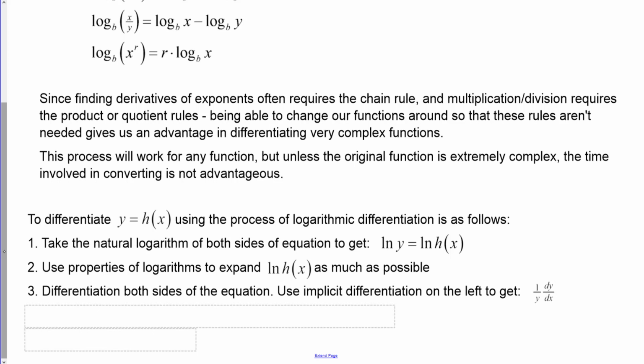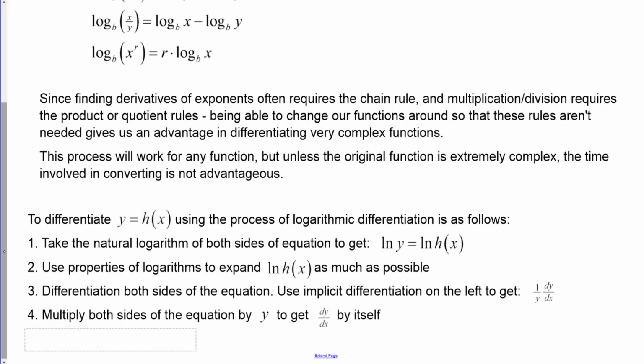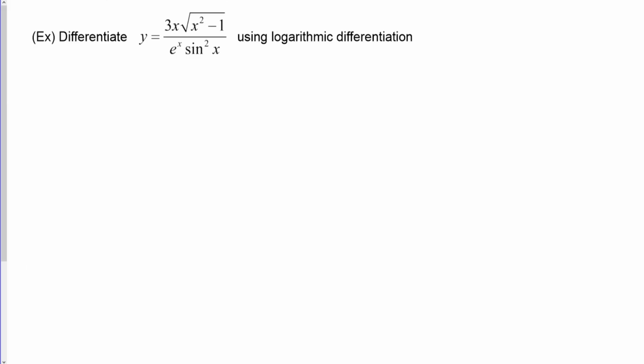Now, apply differentiation to both sides of the equation. Use implicit differentiation on the left. The left-hand side is just the natural log of y at this point. The derivative of natural log of y would be 1 over y times dy dx. Then multiply both sides of the equation by that y in order to get dy dx by itself. And finally, replace y with h of x. Let's take a look at an example where this might be useful.